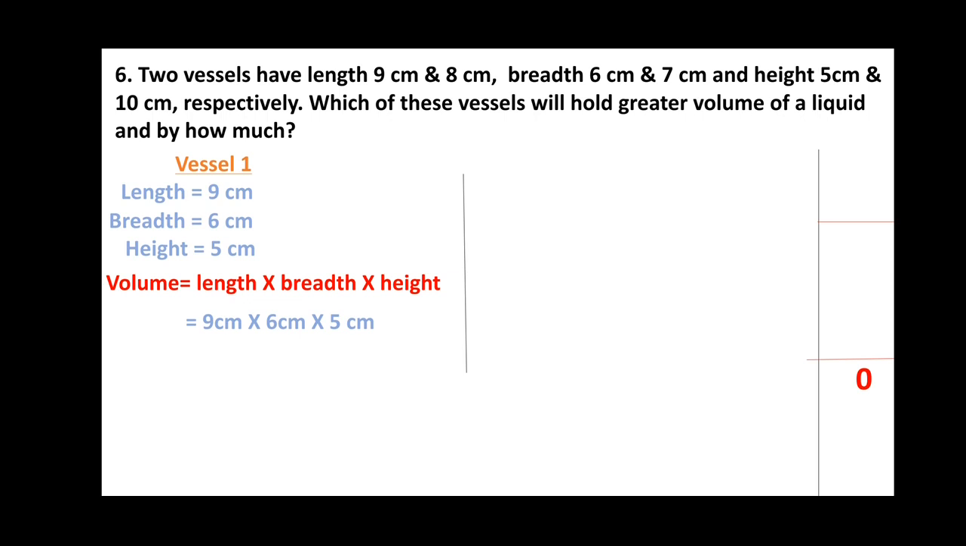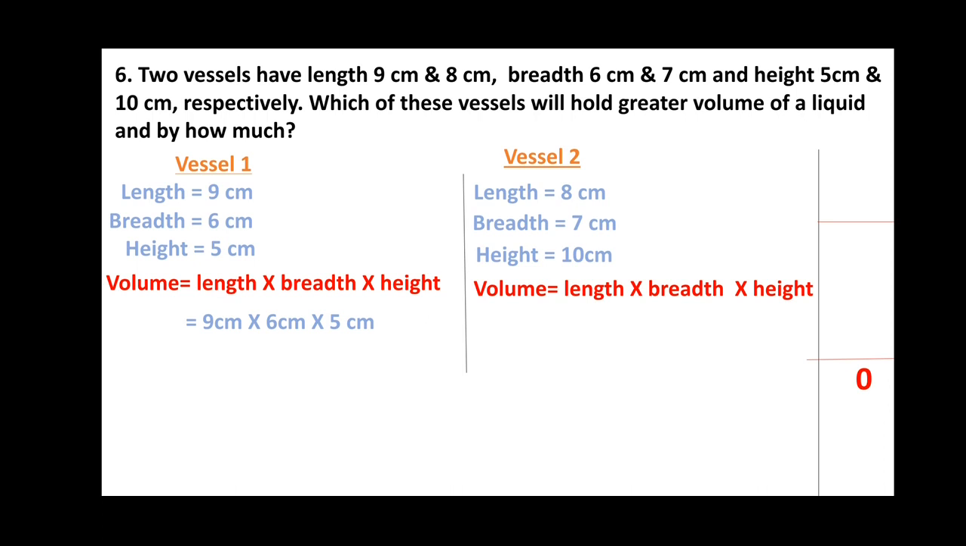Before doing the calculation, let us write the data for vessel 2 also. So for vessel 2, length is equal to 8 centimeter, breadth is equal to 7 centimeter and height is equal to 10 centimeter. And same like vessel 1, we have to write the formula for finding volume, that is length into breadth into height. Then substitute the values, that is 8 centimeter into 7 centimeter into 10 centimeter.